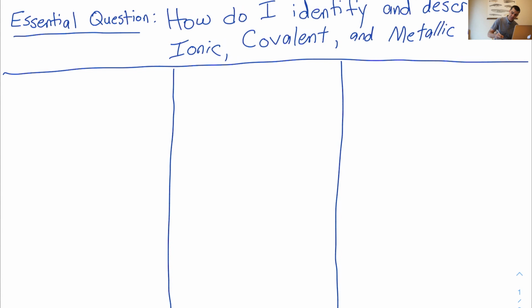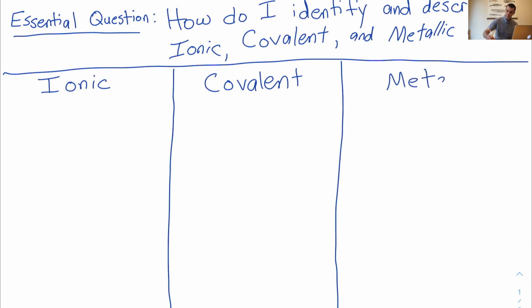The first column is going to be called ionic. The second, let's write the word covalent. And then on the third one, let's write metallic. Beautiful. All right, I'm going to underline those just because that makes me happy.